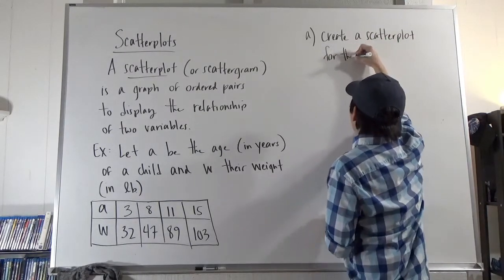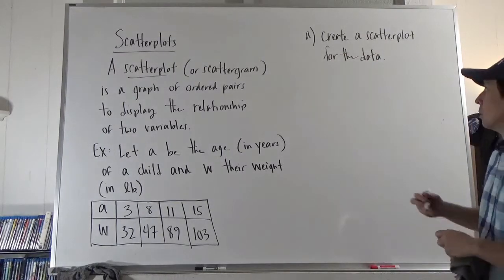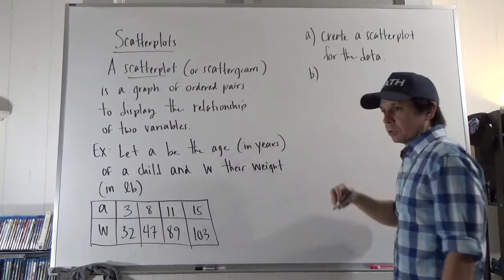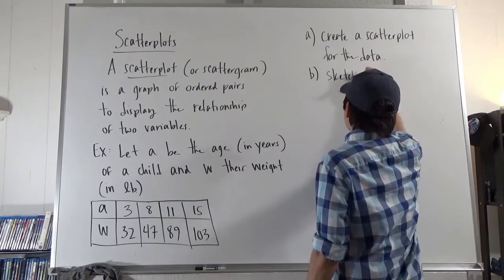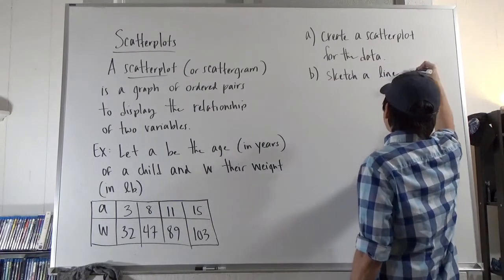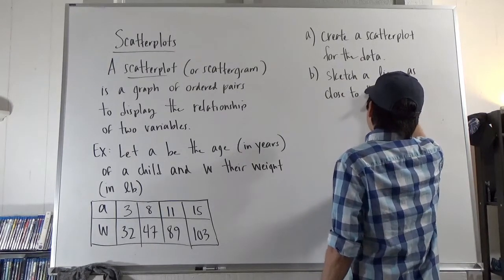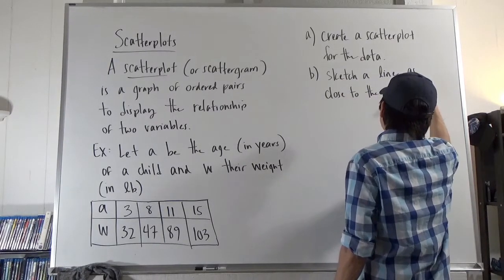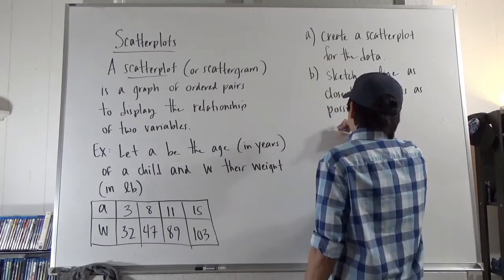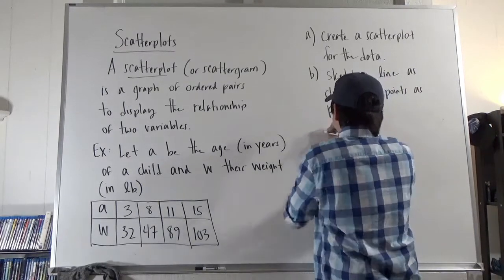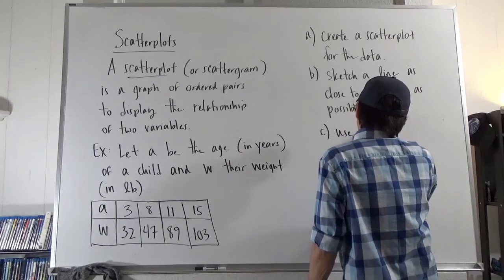Create a scatter plot for the data. Then actually I'm going to put all these parts. Sketch a line as close to the points as possible. Then C, use your graph.